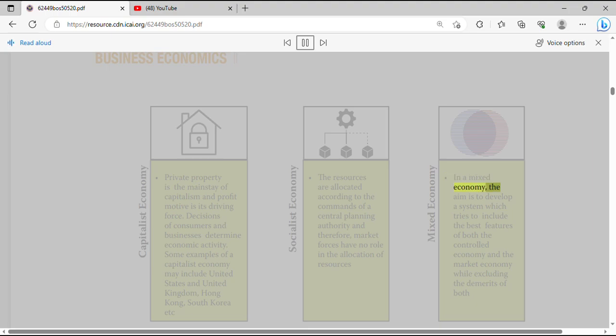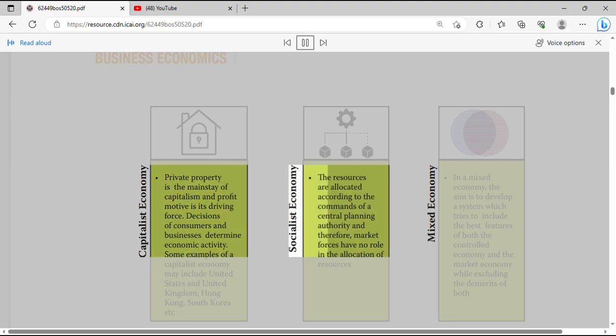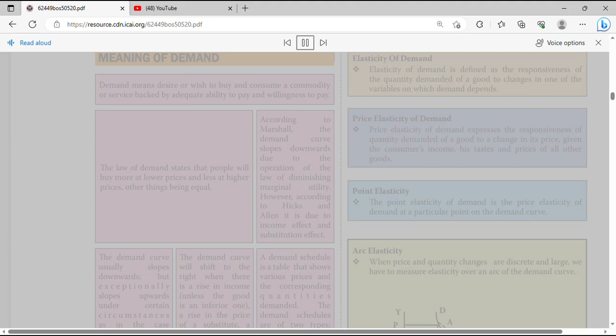In a mixed economy, the aim is to develop a system which tries to include the best features of both the controlled economy and the market economy while excluding the demerits of both. Capitalist economy, socialist economy, mixed economy. Meaning of demand. Demand means desire or wish to buy and consume a commodity or service backed by adequate ability to pay and willingness to pay.